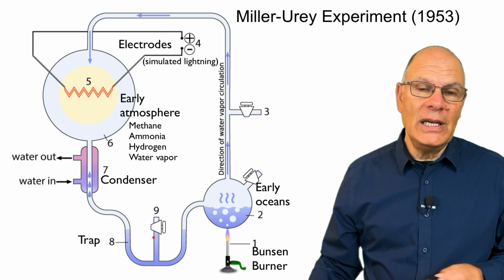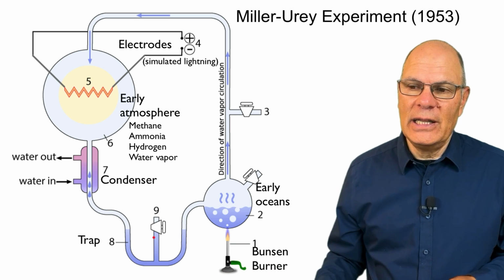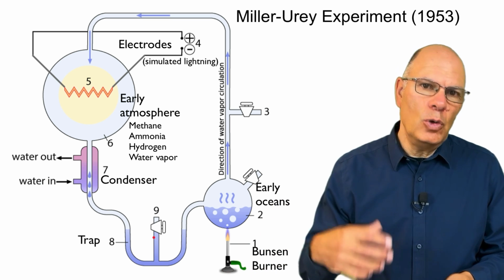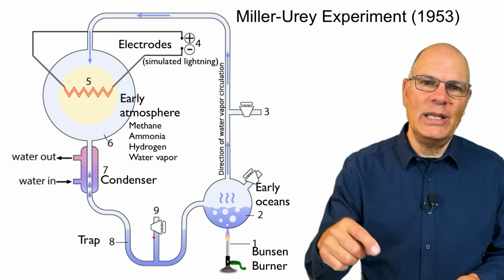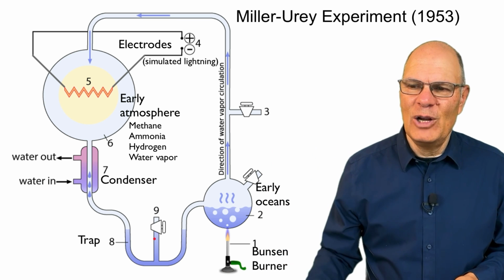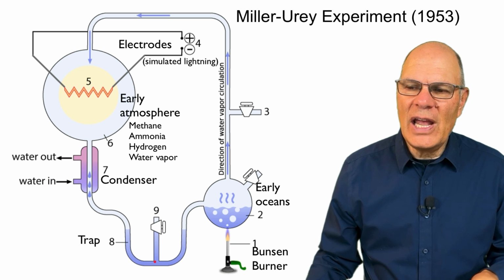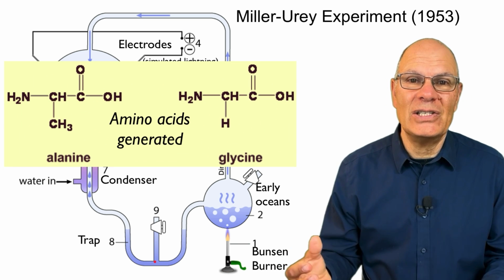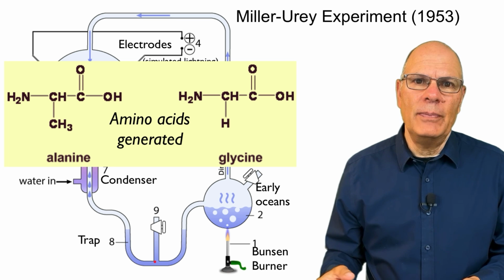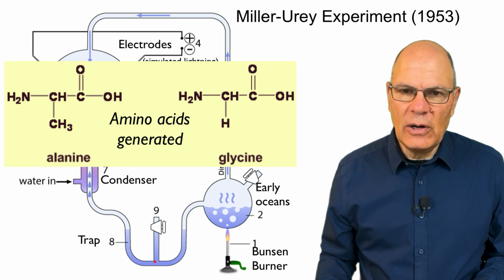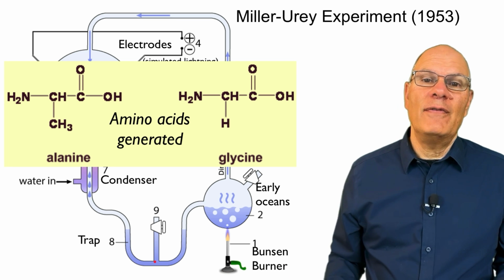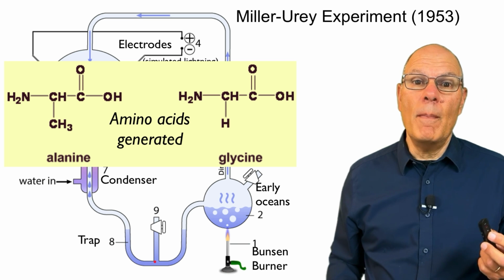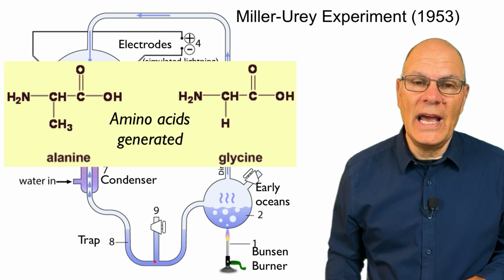This trap could be sampled without contaminating the apparatus. And after a certain period of time, Miller, who was the actual experimenter, it was Stanley Miller, Harold Urey was his graduate thesis advisor, sampled the liquid and they found the presence of amino acids. Well, like I said, that didn't necessarily establish that life could be produced in the absence of life, but it did establish that some of the monomers of life could be produced in the absence of life.